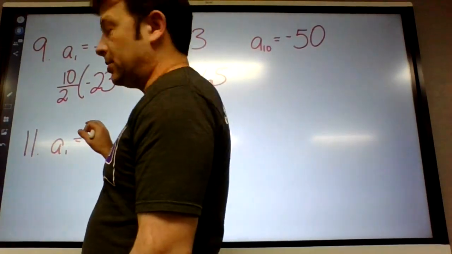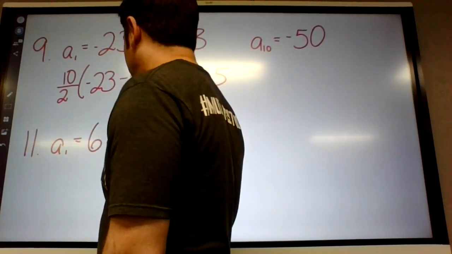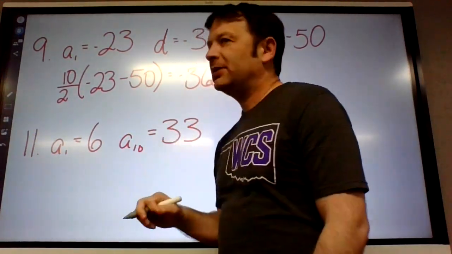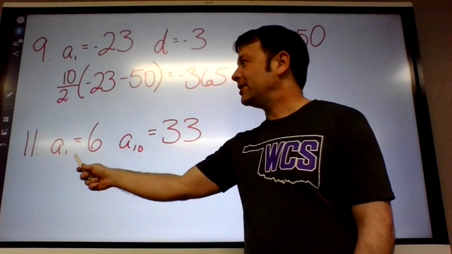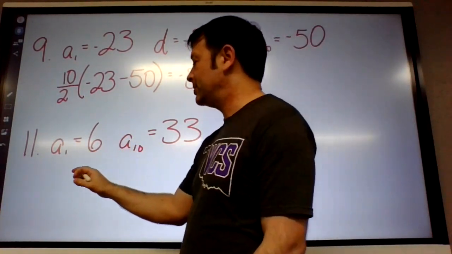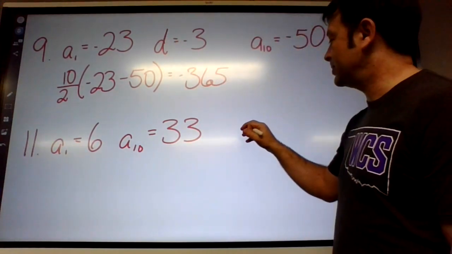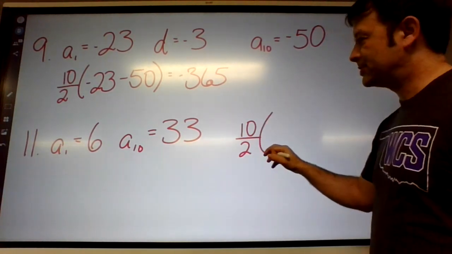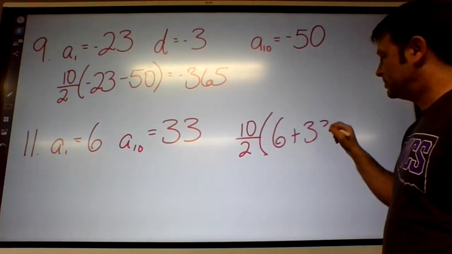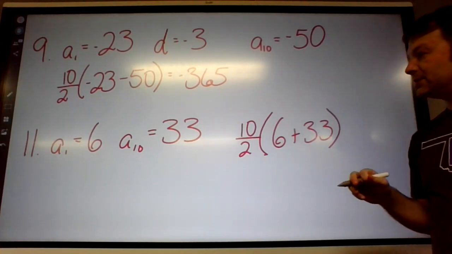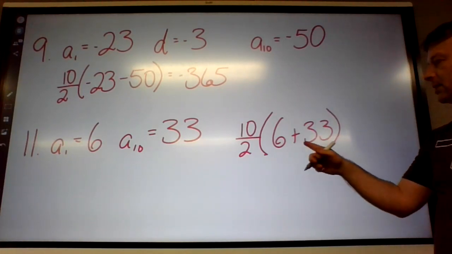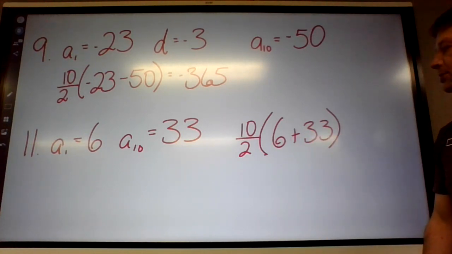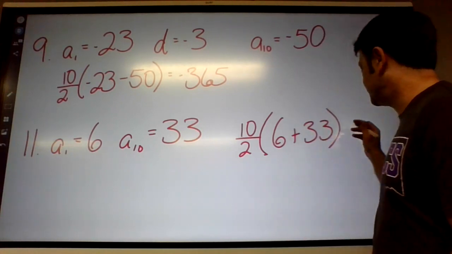Okay, 11 and 12 are actually the easier ones because they give you the numbers that you need for the formula. They give you the first term and the last term. So we can just plug that into the formula. It's the number of terms divided by 2 times the first term plus the last term. So 11 and 12 are actually the easiest. 39 times 5 is, let's see, 40 times 5 would be 200, so it's 395.